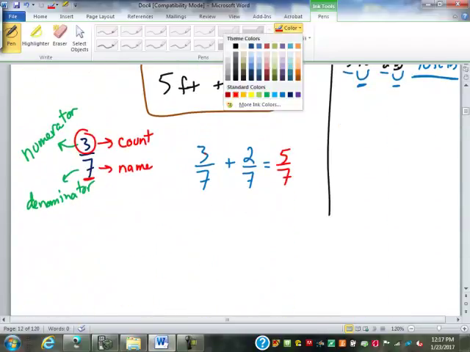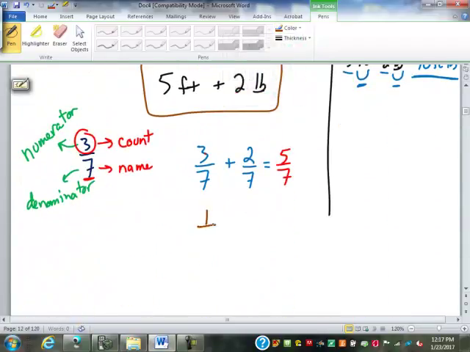So then if we have something like 1/4 plus 3/5, can we add those the way they're written? No, right now they have different names, so we'll have to change their names.